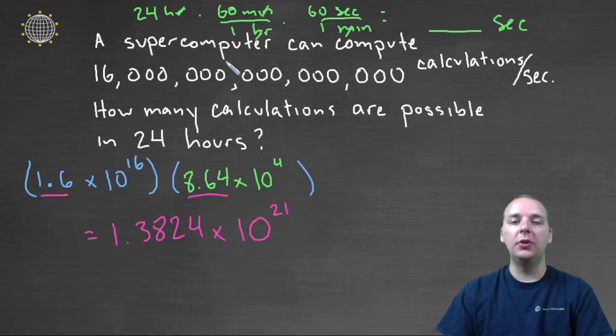So anyways, this is how we do word problems dealing with scientific notation. You write your large or small numbers in scientific notation and then multiply or divide or do whatever you need to do to get the appropriate answer.